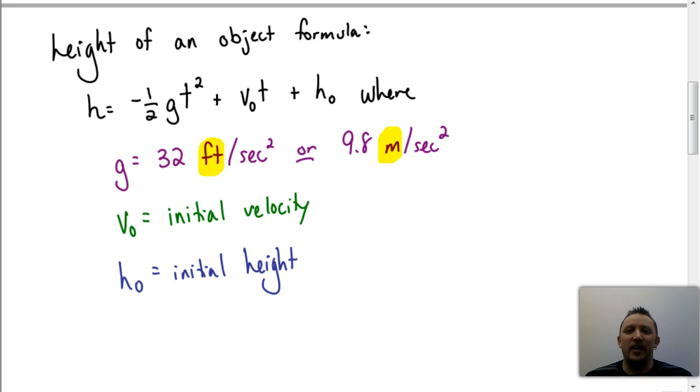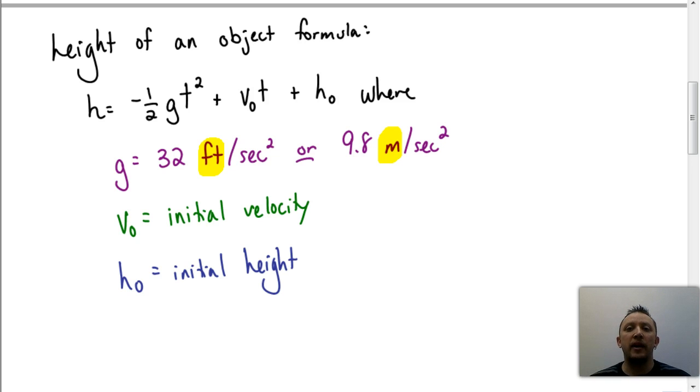Now, what do that h sub 0 and v sub 0 represent? Well, the v sub 0 represents your initial velocity, so how fast the object is going at the beginning. H sub 0 represents the initial height, or what's the height that the object is being thrown from or kicked from or launched from at the very beginning.